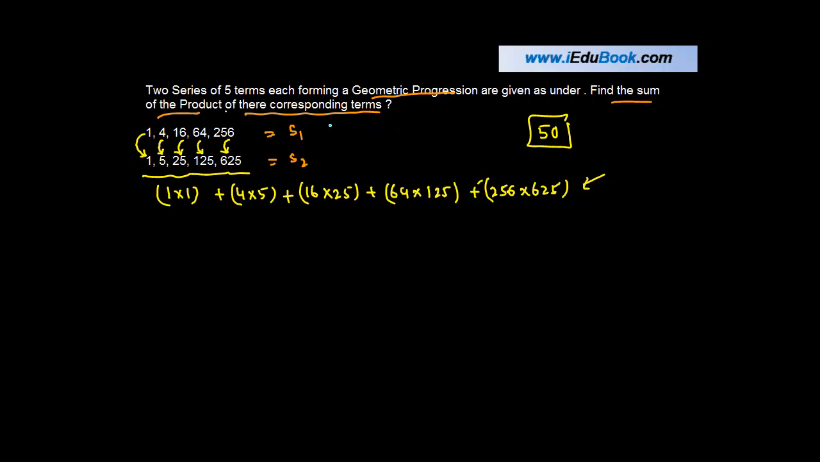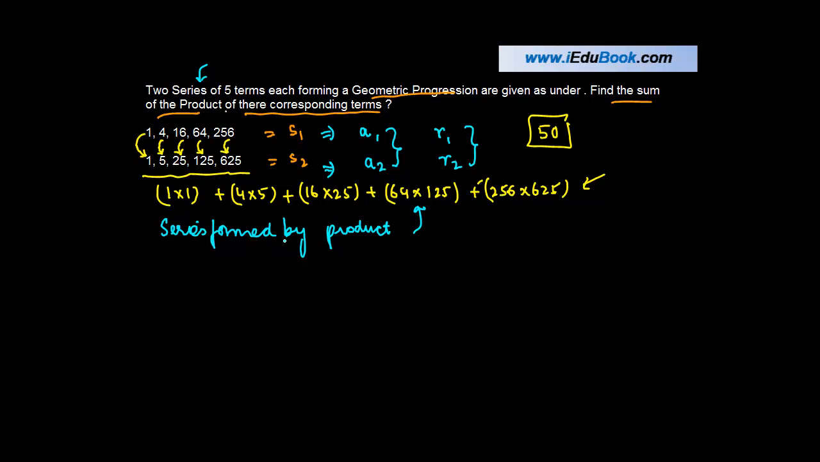Now, let me tell you one thing. Let's say the first term of this geometric progression is A and the common ratio is R. Or let's call it A1, R1. Let's call the second one A2 and R2. Then the first term of the series formed by the product, which is nothing but this calculation that I have given you, will be A1 into A2, or 1 into 1, which is equal to 1.